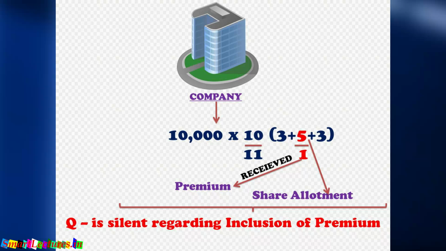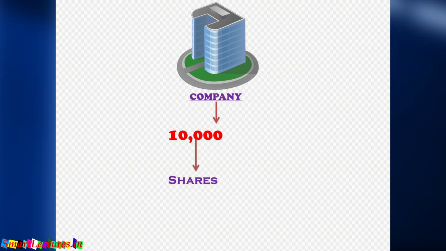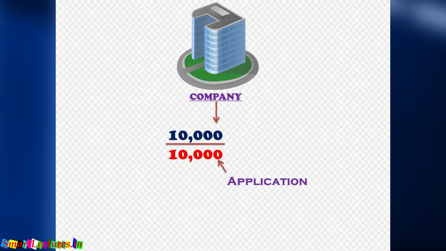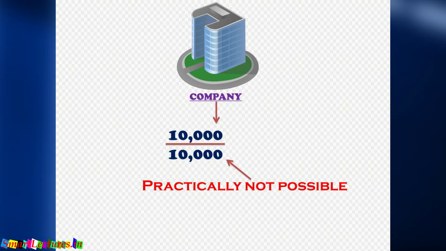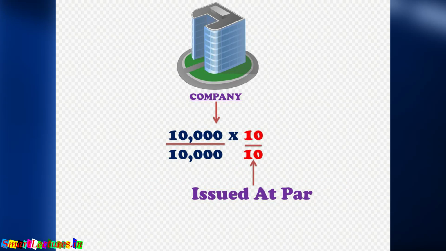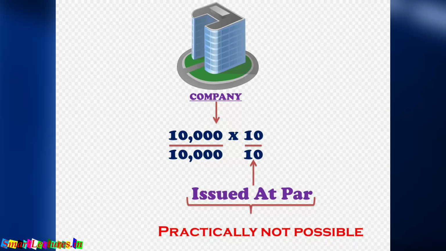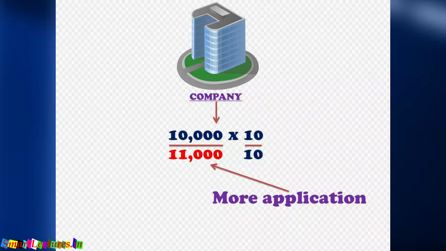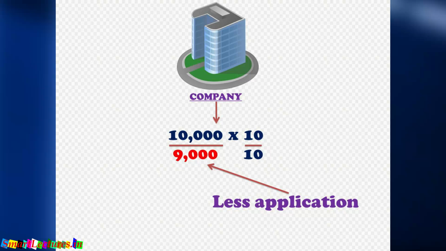In all these questions, we have assumed that the company issues 10,000 shares and the company receives applications for 10,000 shares. Practically, it is not possible. All the previous questions were on the assumption that subscription was at par, which is practically not possible. We may receive more applications than issued shares, and we may receive fewer applications.